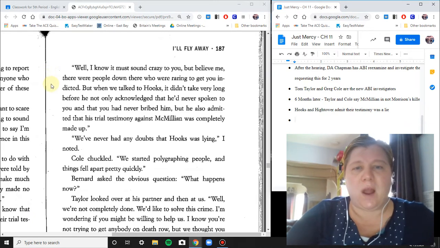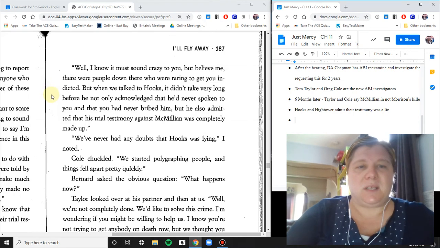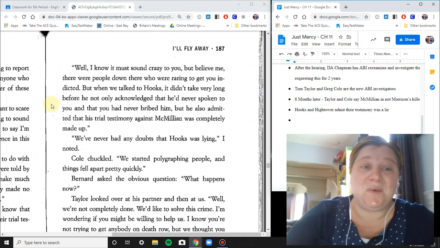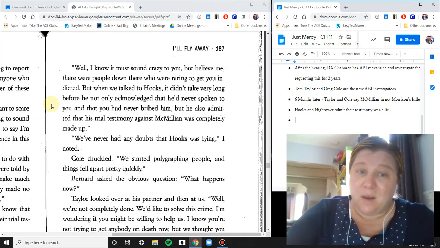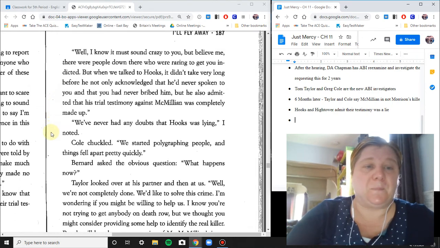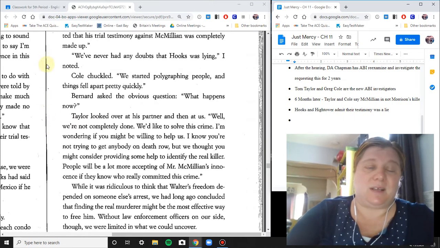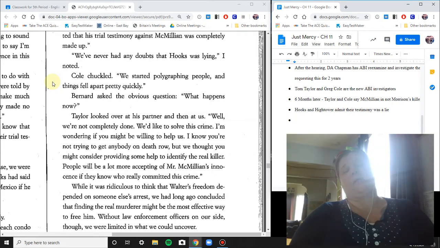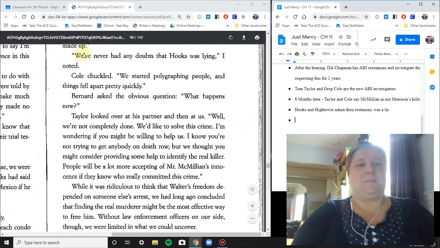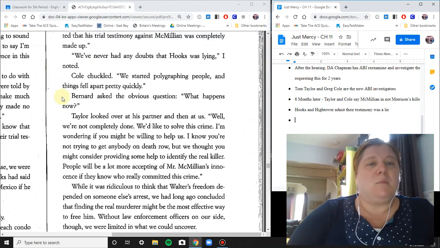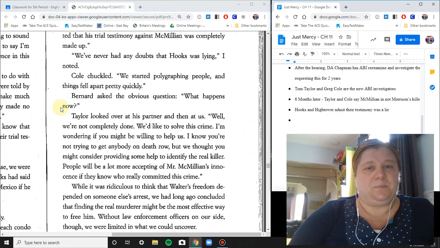Well, I know it must sound crazy to you, but believe me, there were people down there who were raring to get you indicted. But when we talked to Hooks, it didn't take very long before he not only acknowledged that he'd never spoken to you and that you had never bribed him, but he also admitted that his trial testimony against McMillan was completely made up. We never had any doubts that Hooks was lying, I noted. Cole chuckled. We started polygraphing people, meaning lie detector tests, and things fell apart pretty quickly.